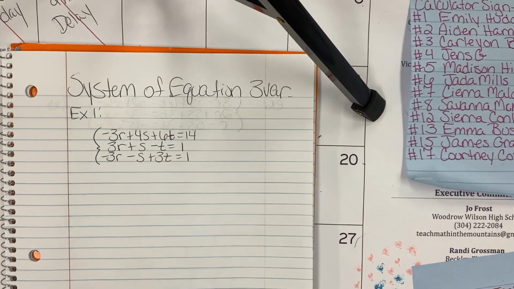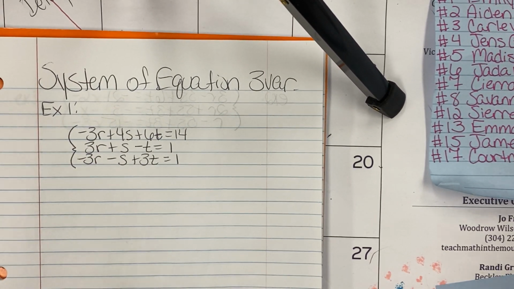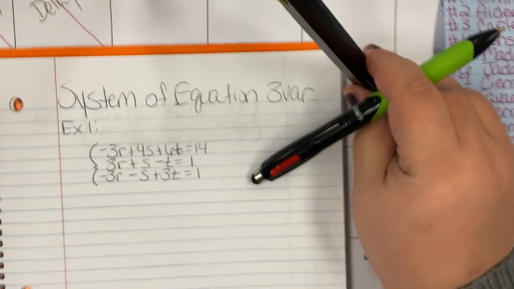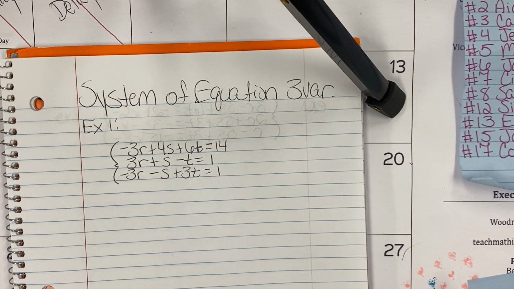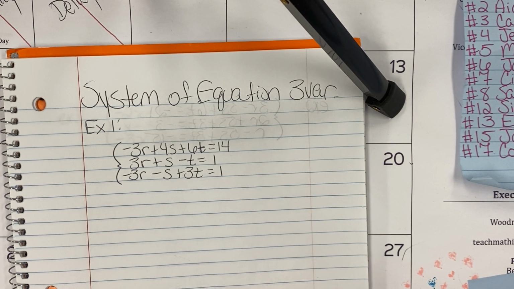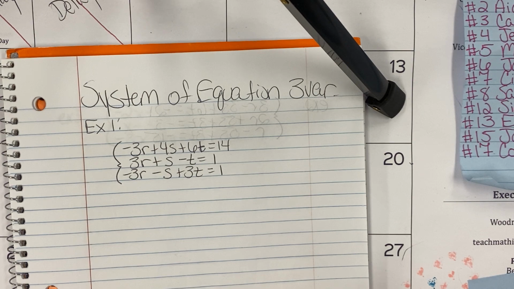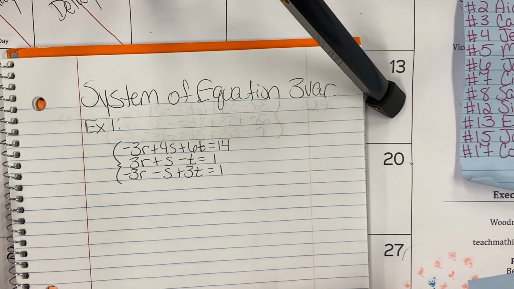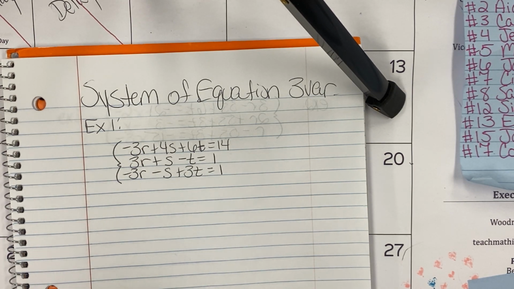Solving a system of equations with 3 variables and 3 equations. We have to do the elimination method with these. There is no substitution method. There's no graphing. Graphing occurs if you get into higher level math classes. But for now, we're just going to do the elimination method.